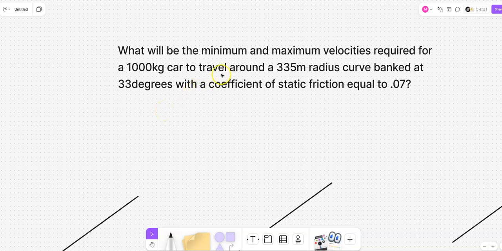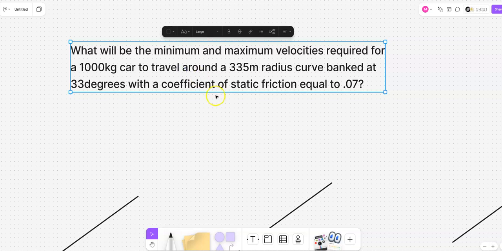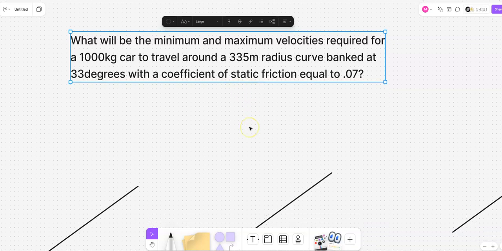All right, let's talk about going around a bank curve with friction. So we have this question. I'll just read it to you. What will be the minimum and maximum velocities required for a 1,000 kilogram car to travel around a 335 meter radius bank curve at 33 degrees with a coefficient of static friction equal to 0.07?